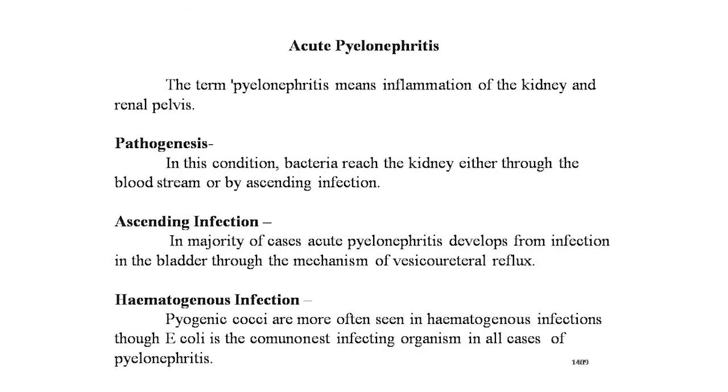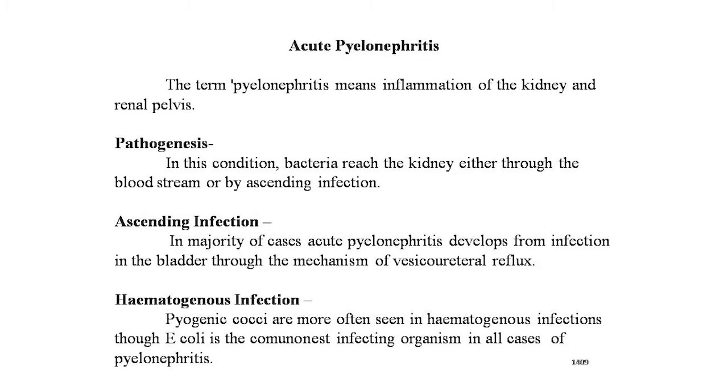The term pyelonephritis means inflammation of the kidney and renal pelvis. The term pyelitis means inflammation of the renal pelvis only, but it is doubtful whether such condition can exist alone or not. Now the pathogenesis of the acute pyelonephritis. In this condition, bacteria reach the kidney either through the bloodstream or by the ascending infection.